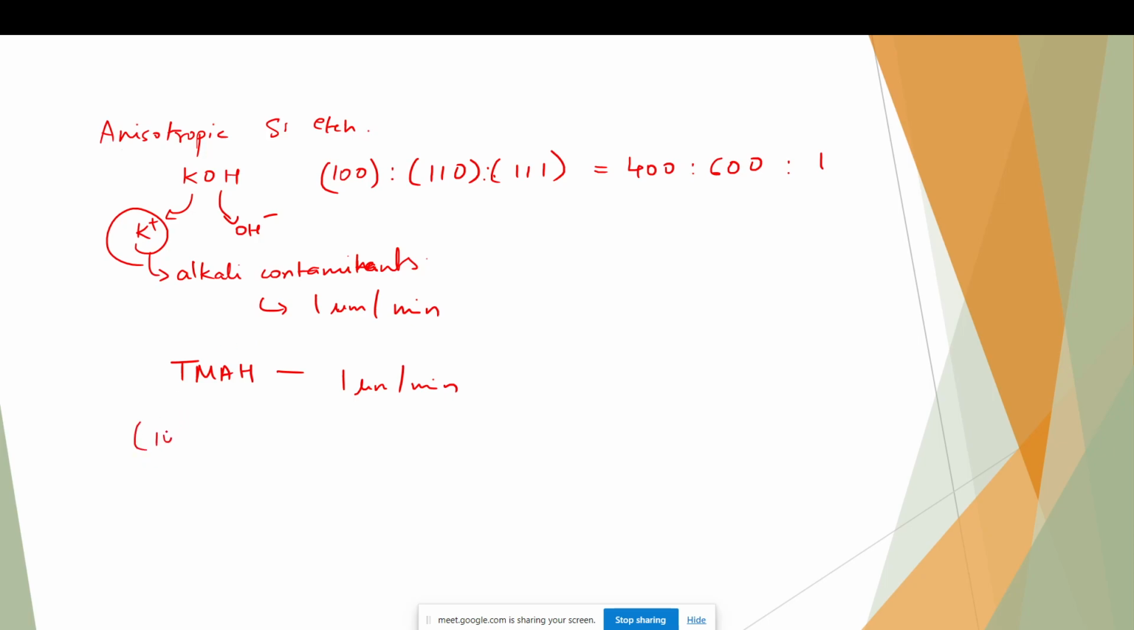The ratios are again high for 100 and 110, but you can see that there is an order of magnitude difference between this and this. However, this does not produce any ions or alkali ions, so that is why this is preferred over KOH in certain cases, and this is CMOS compatible.